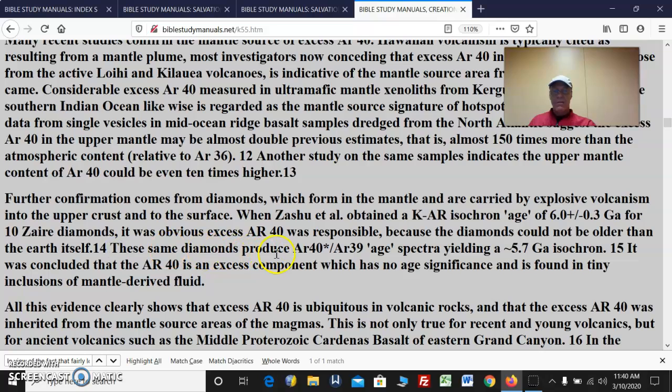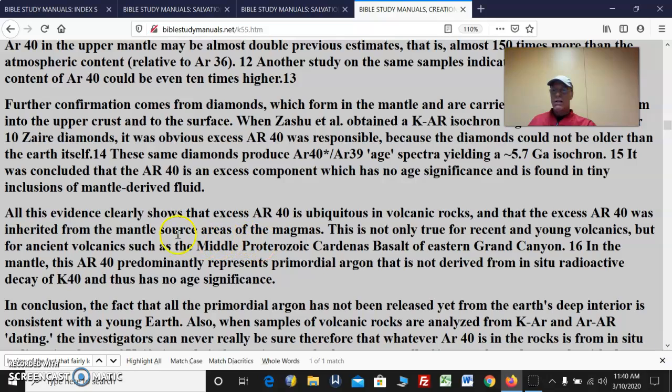These same diamonds produced an argon-40 isochron of 5.7 Ga. Is that giga years or something? It was concluded the argon-40 was an excess component which has no age significance and is found in tiny inclusions of mantle-derived fluid. The argon was inside the mantle. All this evidence clearly shows that excess argon-40 is ubiquitous in volcanic rocks, and that the excess argon-40 was inherited from the mantle sources of the magmas before they came out onto the crust. So it didn't sit out on the crust of the Earth for millions of years. It already had that much argon in it.